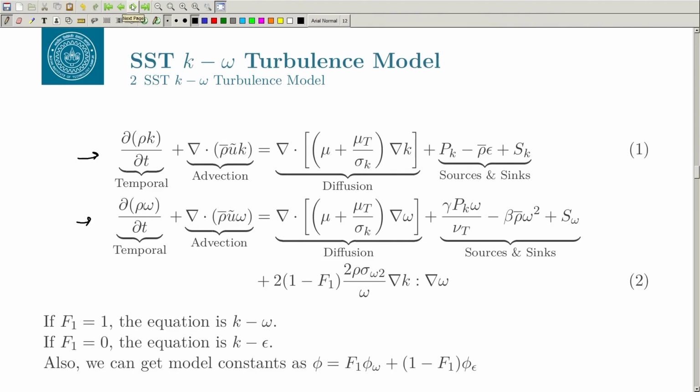So, you can see this term, which is basically the 1 minus f1 term. So, what does this 1 minus f1 term do? When f1 equals 1, I will show the behavior of this term.